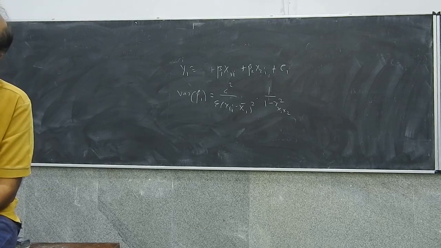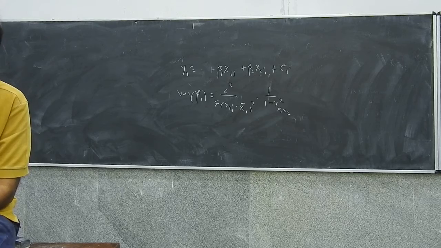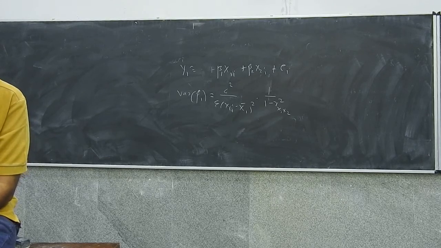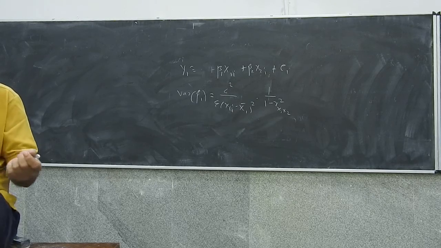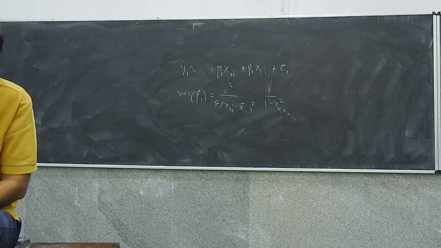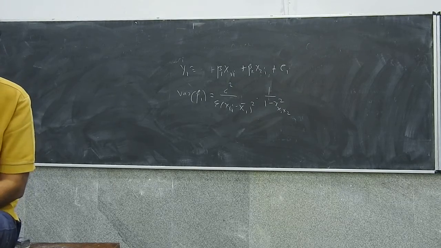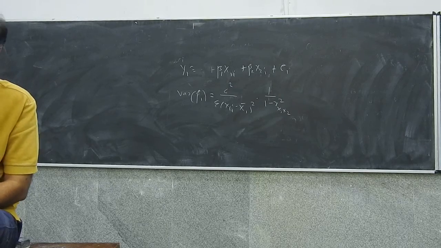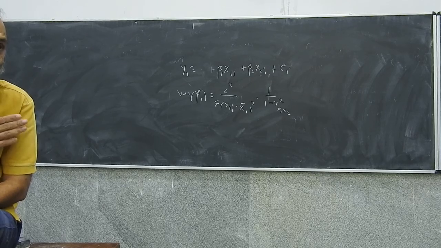Should you include x2 in the regression model or should you not include x2? You should include. So what she's saying is yes, unless you include x2 in the regression model, you will actually have a correlation between the error term and the explanatory variable x1.